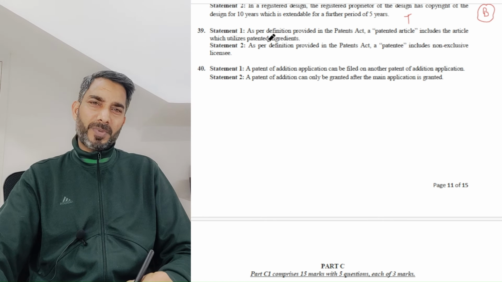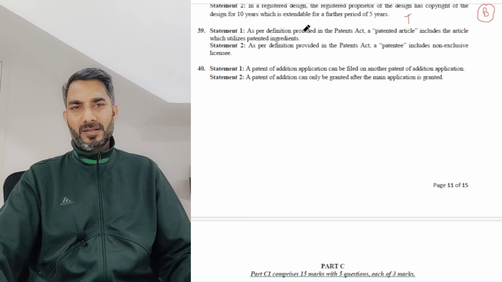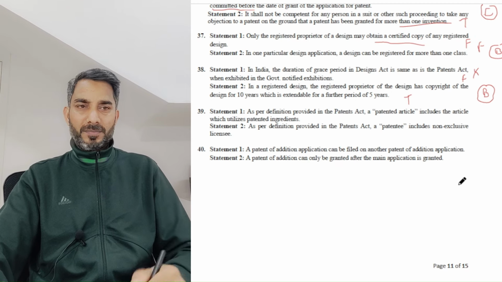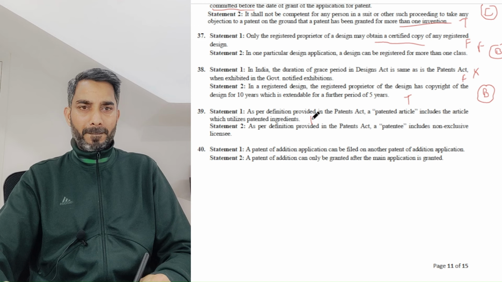Include the art which includes patented ingredients. Patented article means the entire article is patented. No, what about patented ingredients as such? A little odd here. False.